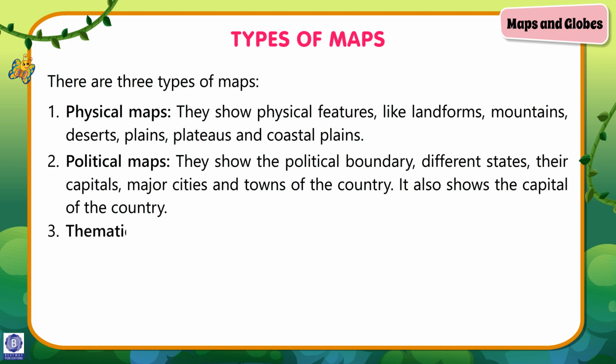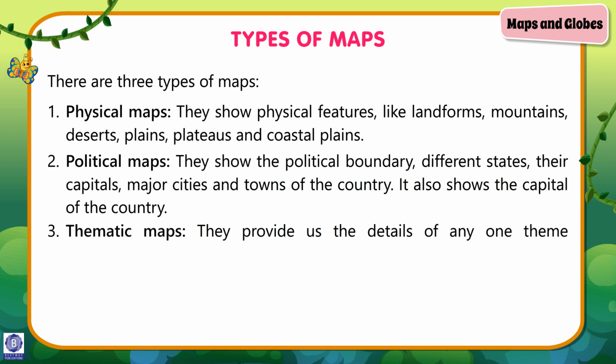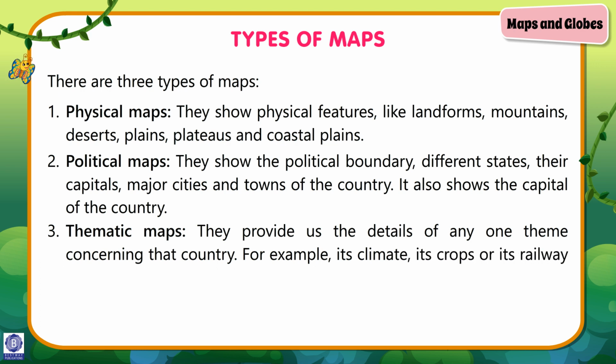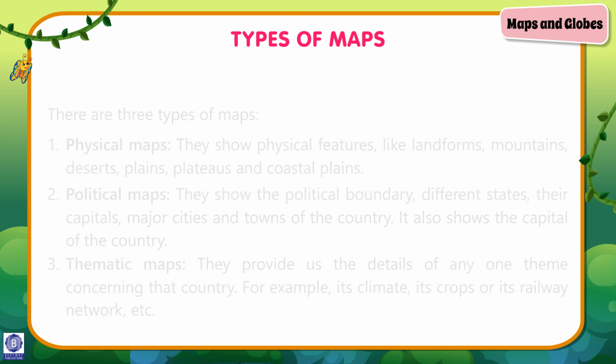Number 3. Thematic maps. They provide us the details of any one theme concerning that country. For example, its climate, its crops, or its railway network, etc.